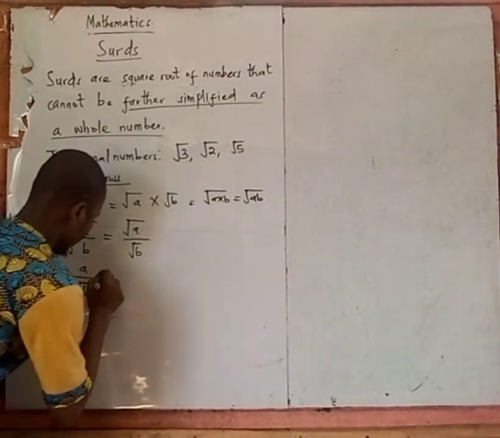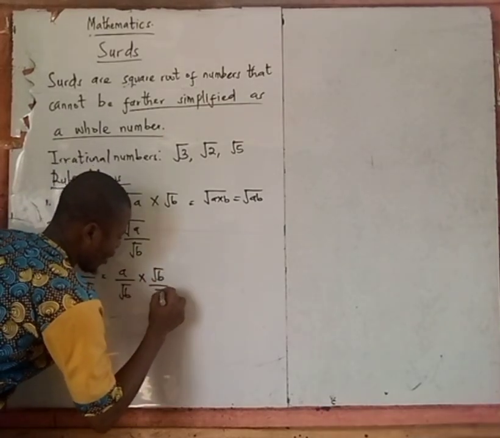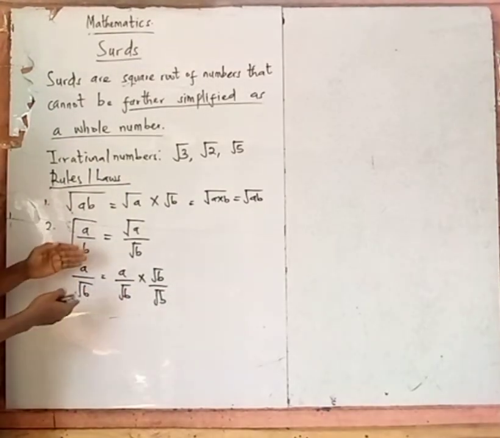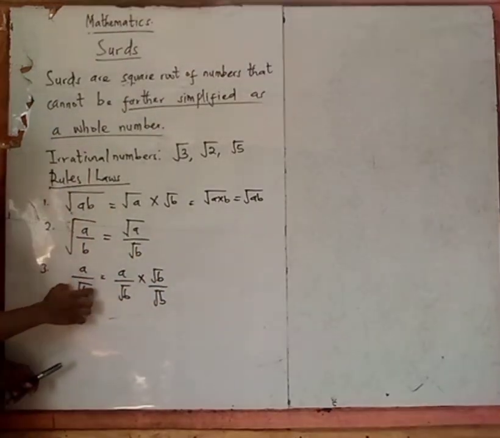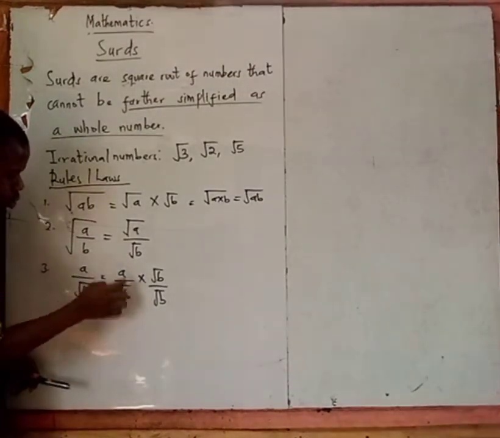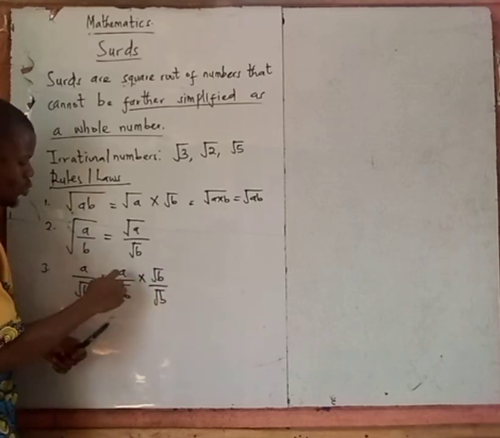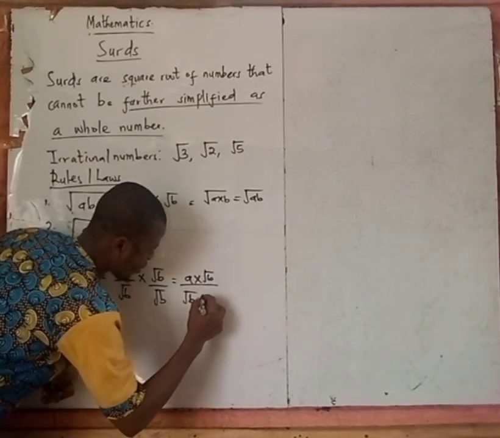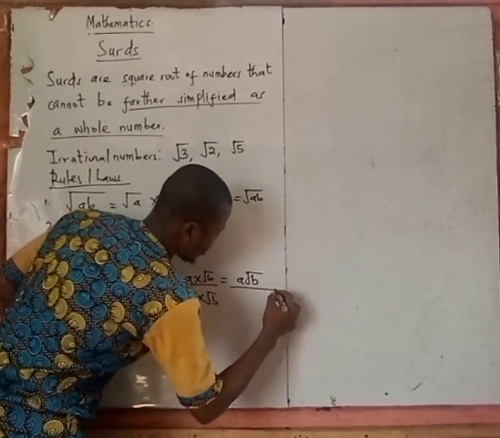So you have to do something like A over root B multiplied by root B over root B. So you say we are rationalizing this fraction. When I say rationalize a surd, we are going to multiply the fraction by its denominator. The denominator here is root B. Multiplying root B by the fraction, it will give us A over root B times root B over root B. So we are going to have A times root B over root B times root B. So A times root B gives us A root B.